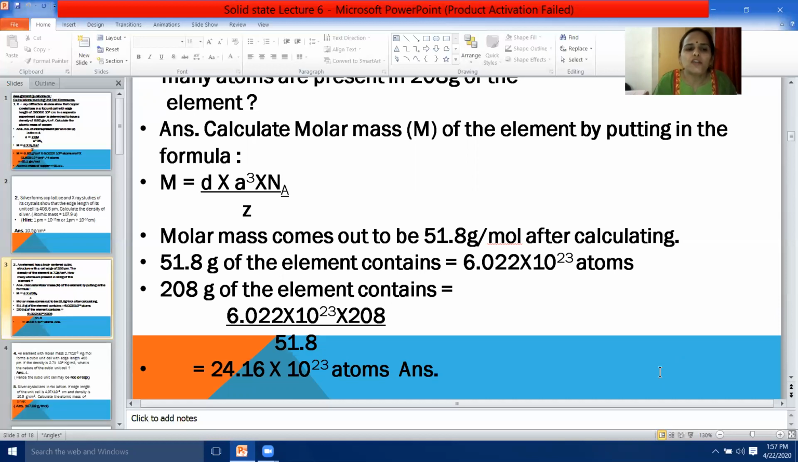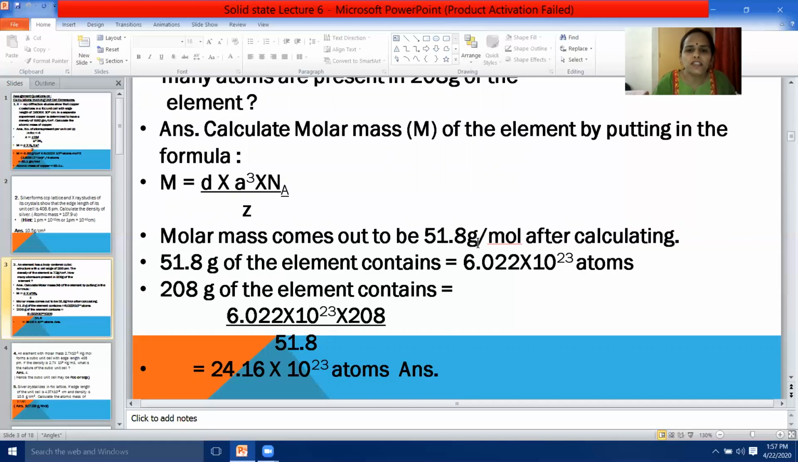After substituting all the values that are given, we get the molar mass to be 51.8 gram per mole. So on putting all the values D, A cube, Na divided by Z, you get the molar mass of the solid substance to be 51.8 gram per mole. Then you see how to substitute. This is the second step which you are doing.